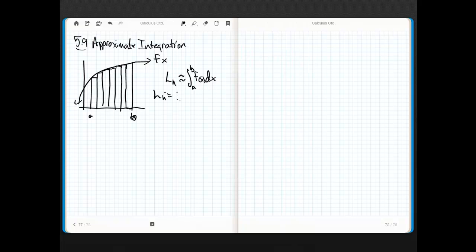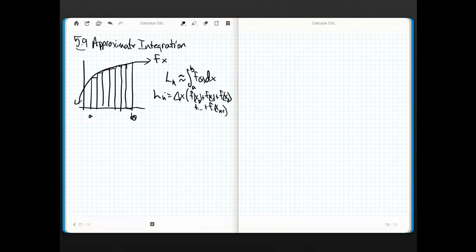Remember how this worked? You took delta x, and you took that times f of x naught plus f of x1 plus f of x2, plus dot dot dot, plus f of x sub n minus 1.